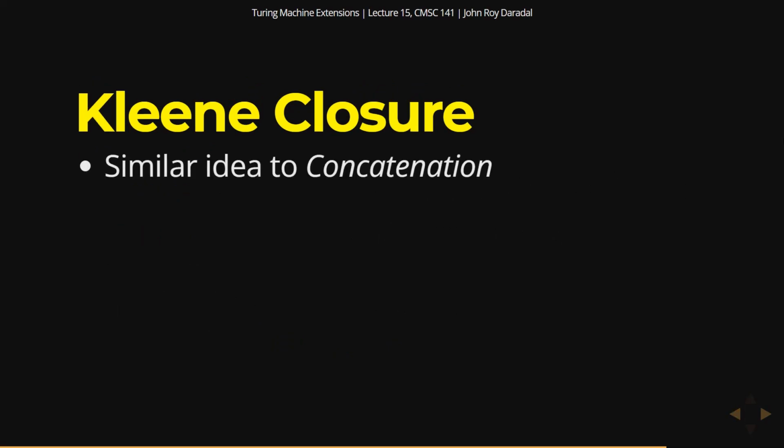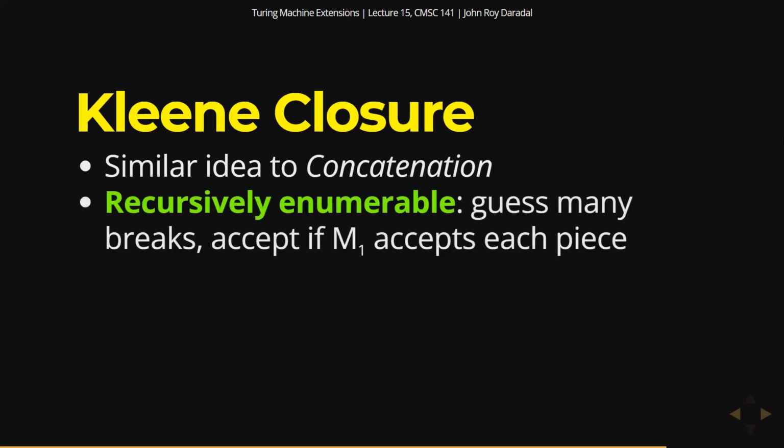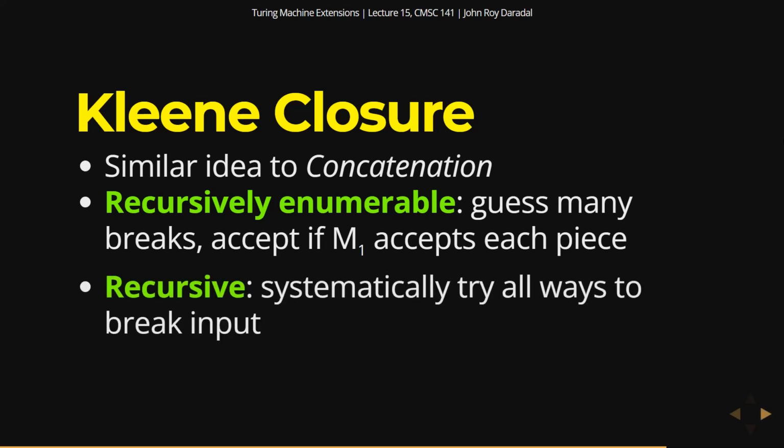Next is Kleene closure, but it's more or less similar. The idea of Kleene closure is similar to concatenation, because Kleene closure is basically just repeated concatenation, right? So it's 0 or more copies of the same string. So for recursively enumerable, you do the same thing. You guess as many breaks as possible, and then accept if the Turing machine accepts each piece. In the recursive case, you systematically try all possible ways to break the input. So for Kleene closure, it's even more possibilities, a lot more possibilities of how to systematically break the input.